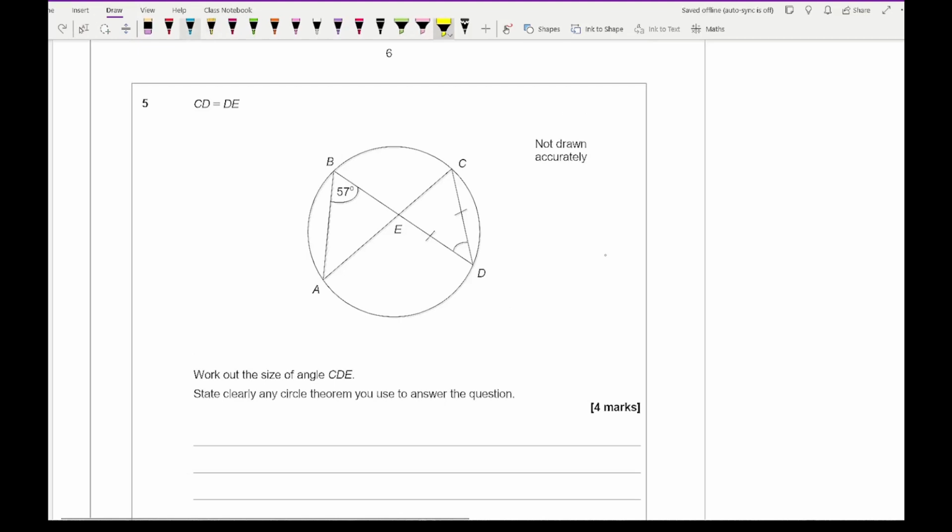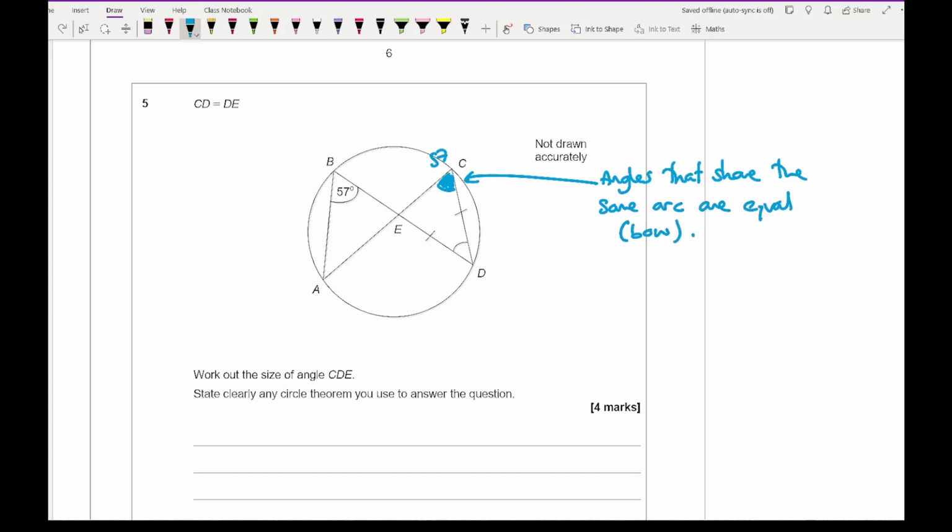So from this I can see that I've got a bow, so this angle here is also going to be 57. Now in terms of why that's 57, because angles that share the same arc or segment are going to be equal. In other words, we've got the bow. So this angle here is going to be 57.